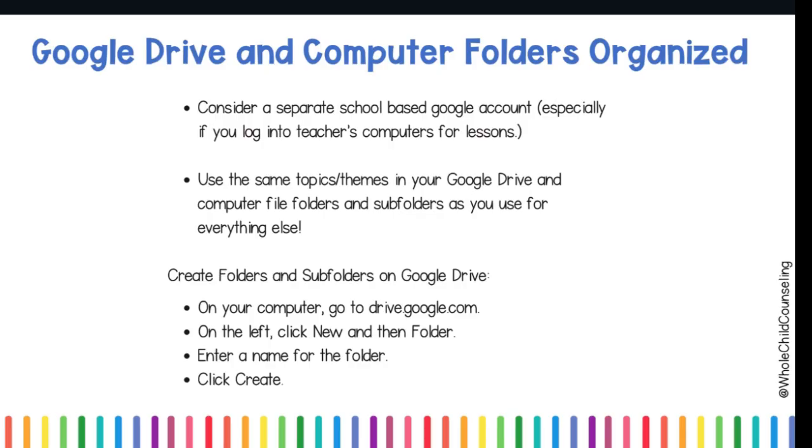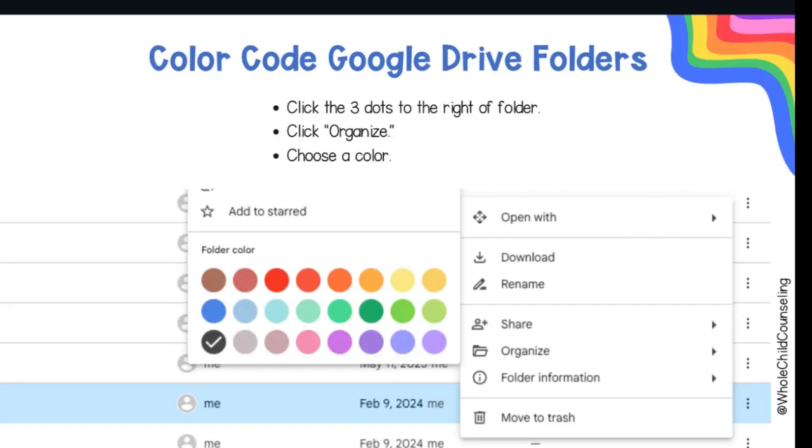Anyway, use the same topics and themes in your Google Drive and your computer files in your subfolders that you use for everything else, for those binders, for the book categories. Be consistent with your topics. You want to create folders and subfolders on Google Drive. You just go to drive.google.com, and on the left, you can click New and then click Folder, and then enter a name for your folder and click Create.